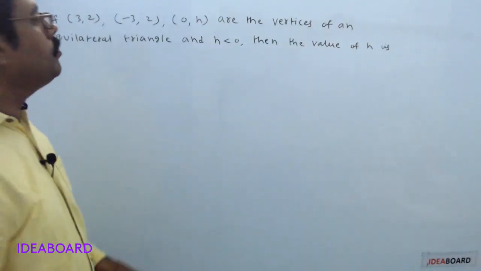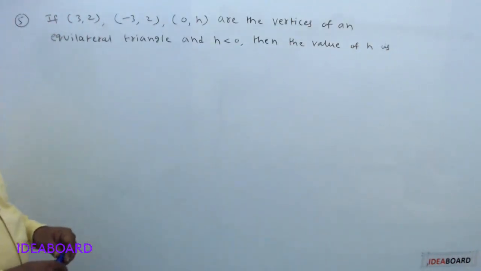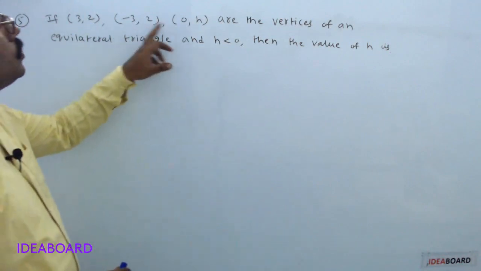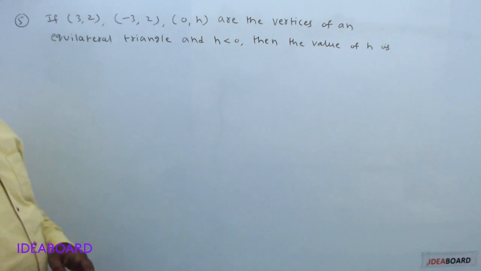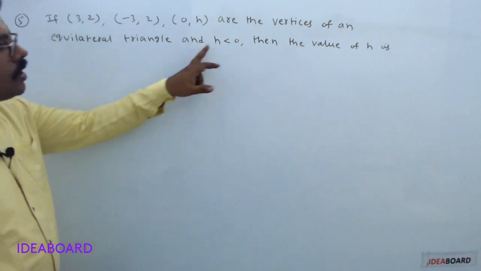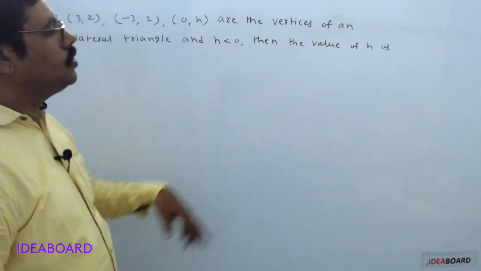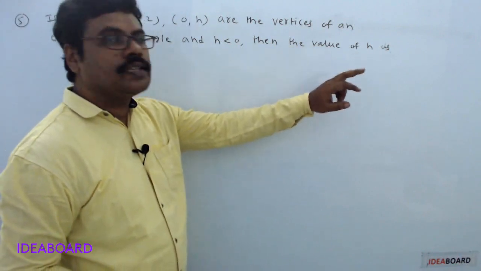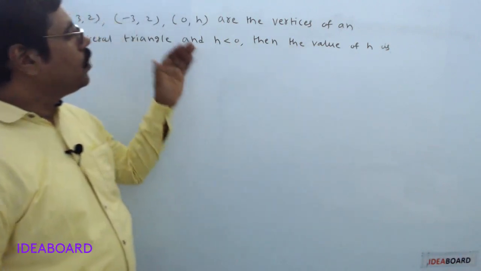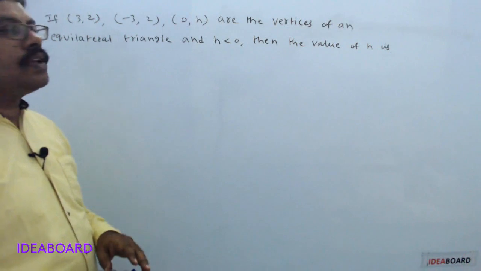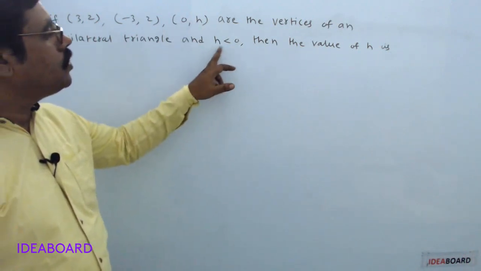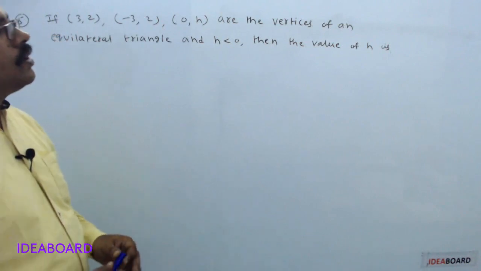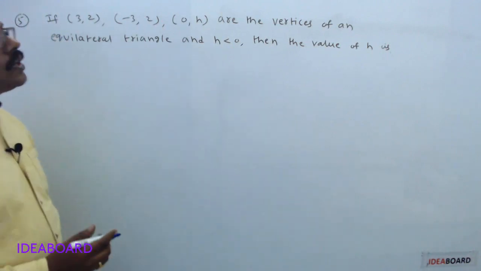Now come to the next problem. (3, 2), (-3, 2), (0, h) are the vertices of an equilateral triangle and h is less than 0, then the value of h is. Here the vertices of the equilateral triangle are given. We need the h value, and h is negative. Now first take the diagram of the equilateral triangle.